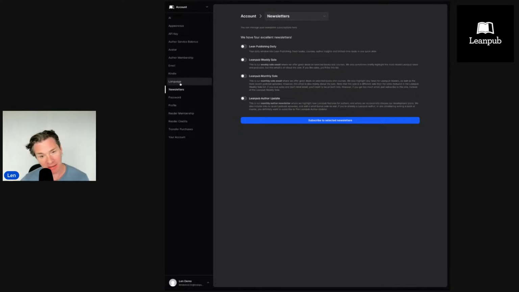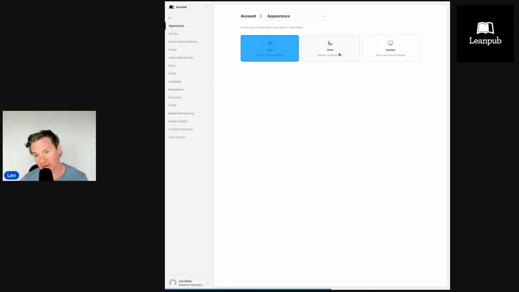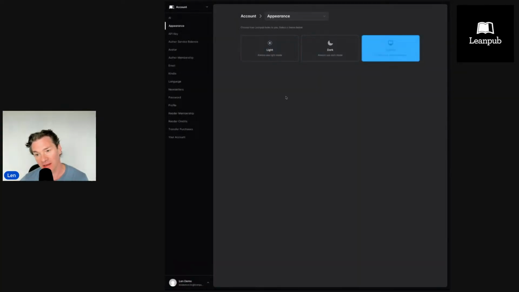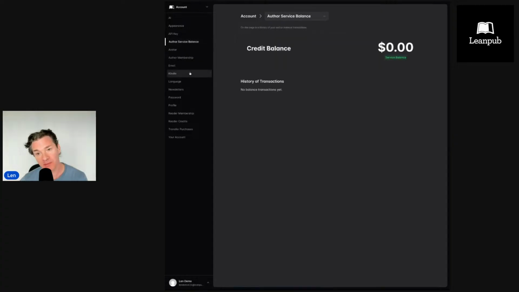But the really new thing here is this appearance section, where you can switch between light mode, dark mode, and system. My Mac is set to dark mode because I love dark mode. But on the appearance section, you can switch that. And we've got an author services balance. So if you've bought an author membership and you've got some of those service credits that I've talked about before, you'll actually see them here. And if you wanted to use them, you could go to the services section and use your service credit balance, which is very, very cool.